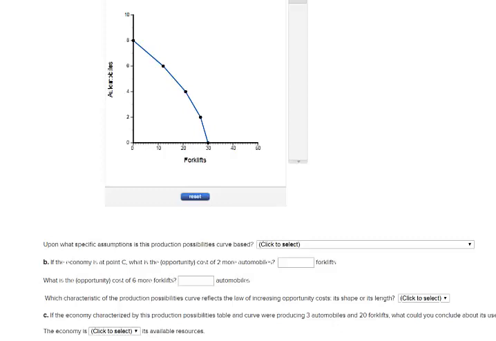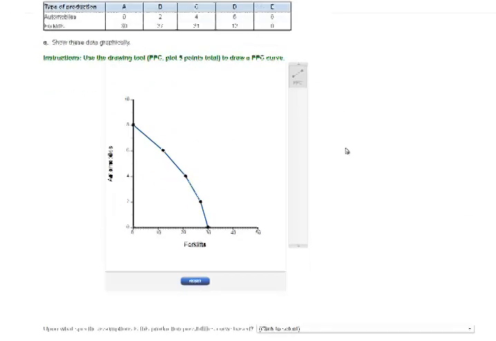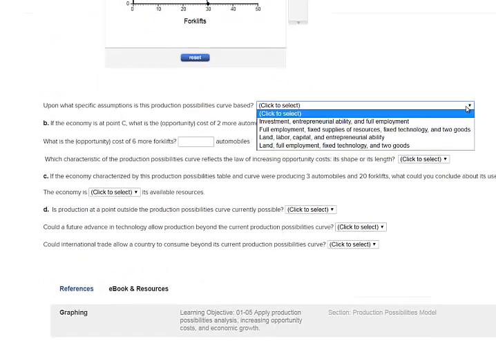B, let's see, upon what specific assumptions is the production possibilities curve based? So this is your definition. This is the representation of what you can produce if you have two goods, which you do. You have fixed technology, fixed resources, and full employment.